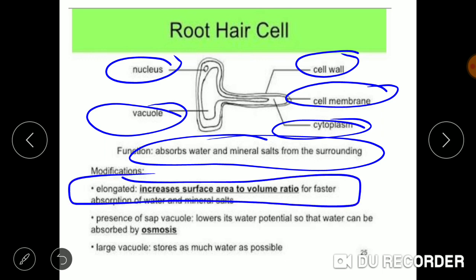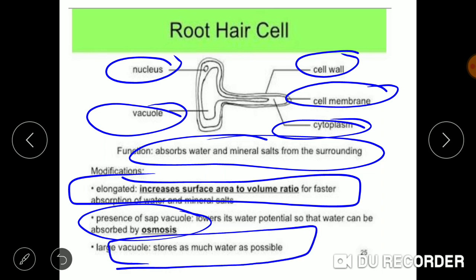A root contains many thin root hairs, which help in increasing the surface area for absorption of water and minerals. A root hair also consists of a large vacuole, which is high in concentration and helps in absorbing more and more water and minerals from the soil. As well, this large vacuole helps in storing a large amount of water and minerals.